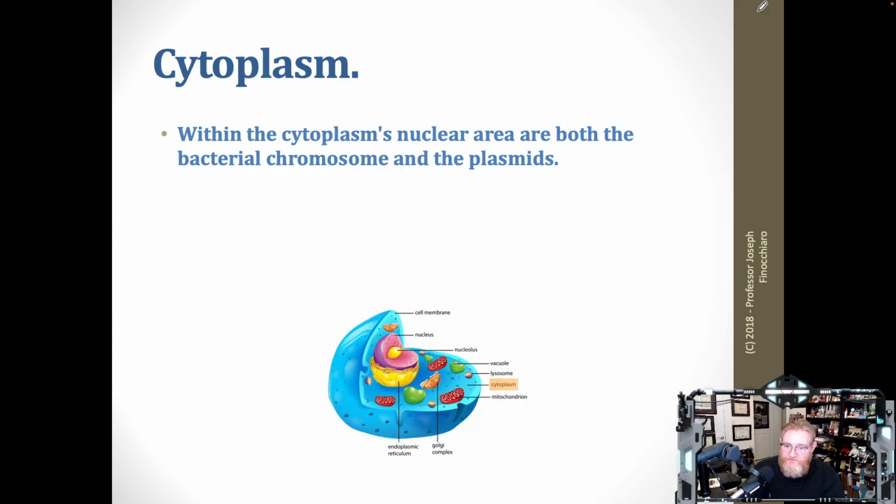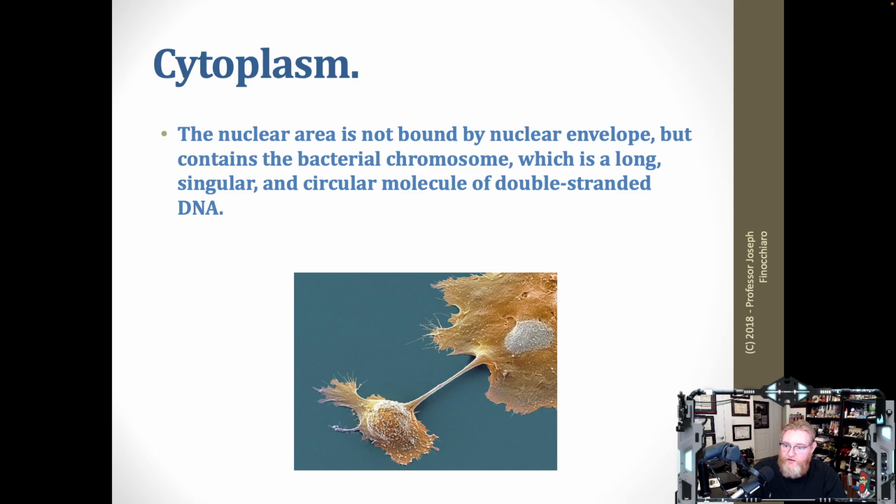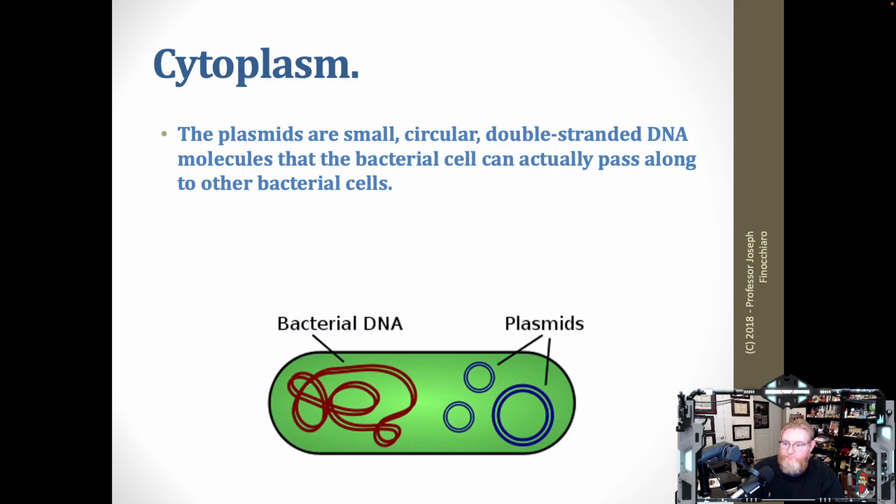Within the cytoplasm's nuclear area are both the bacterial chromosome and the plasmids. The nuclear area is not bound by a nuclear envelope, but contains the bacterial chromosome, which is a long, singular, and circular molecule of double-stranded DNA.